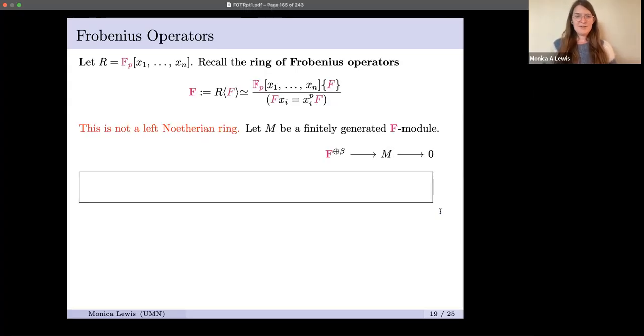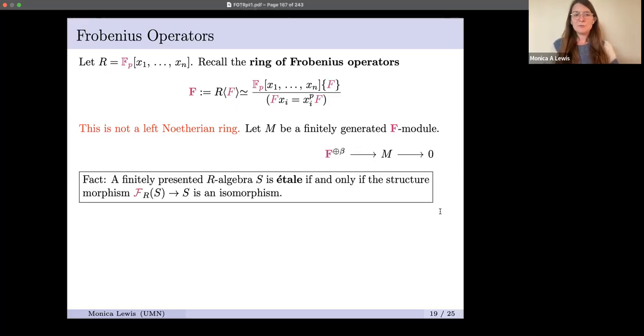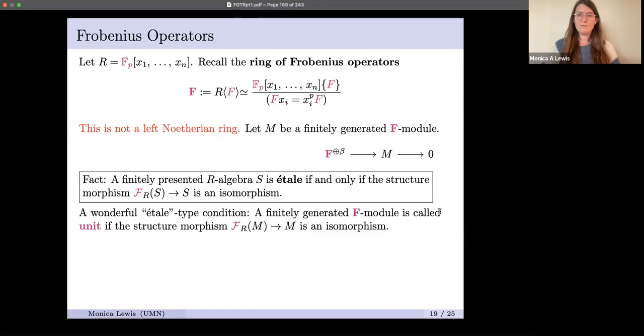But indeed, just to put this criterion that we're about to impose in some context, here is something you might want to recall or learn for the first time. This is something of an obscure fact, and for me, this was a learning fairly recently. A finitely presented R algebra is étale if and only if the structure map of its Frobenius action, we're assuming we're in characteristic p, is an isomorphism. So there's a wonderful étale type condition that I think is originally due to Lubeznik that we call an F module unit if its structure morphism is an isomorphism.